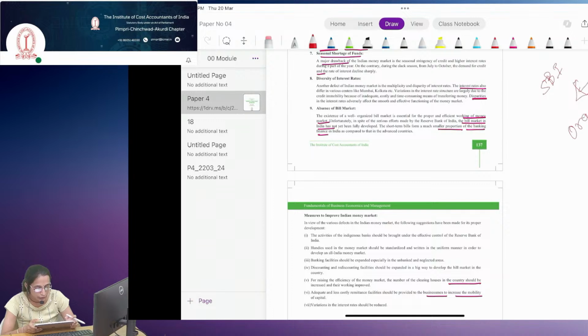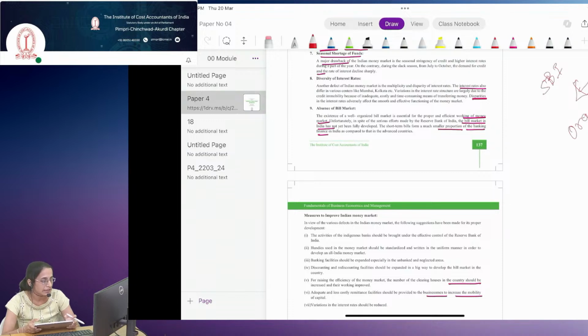Unfortunately, in spite of serious efforts made by the Reserve Bank of India, the bill market in India has not yet fully developed. The short-term bills form a much smaller portion of the banking finance in India as compared to advanced countries. So in India, the bill market has not grown that much compared to developed countries like the US and Europe.